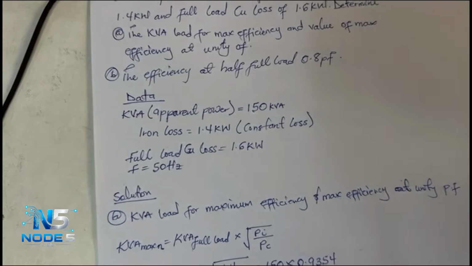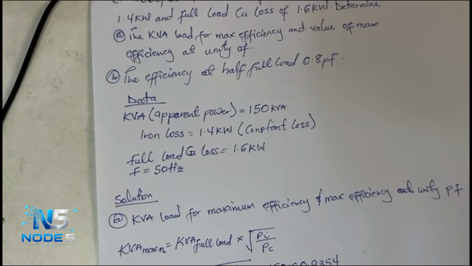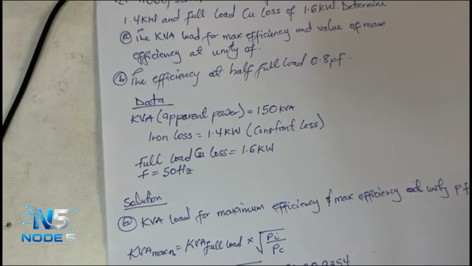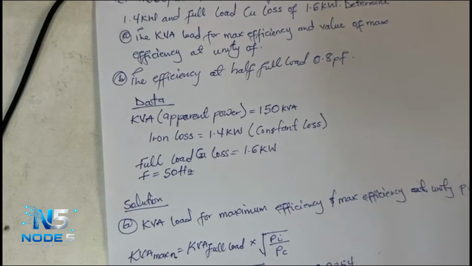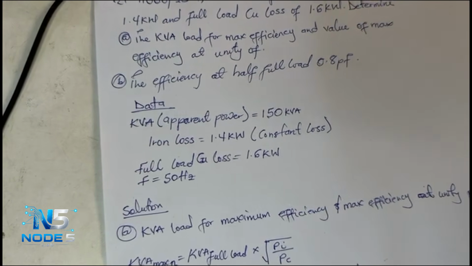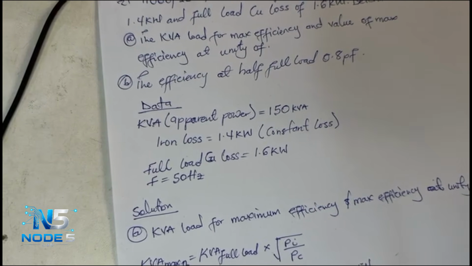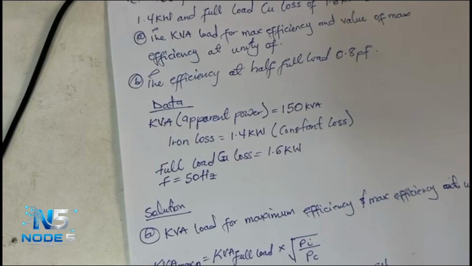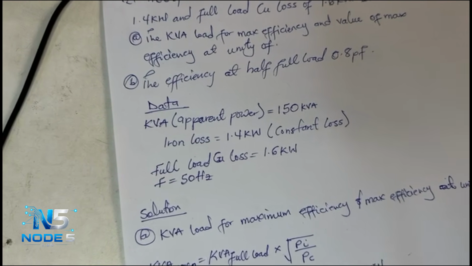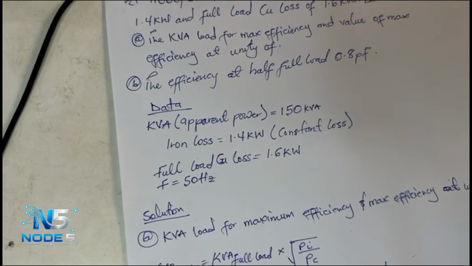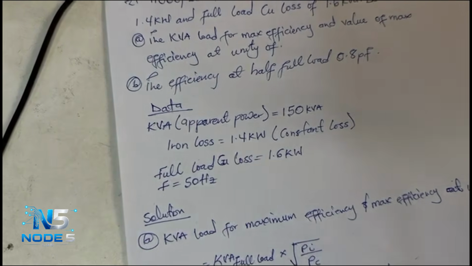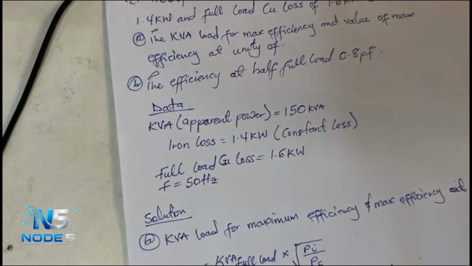That's the 140.3 kVA. So now that we have our maximum kVA, to find the maximum efficiency we have to multiply the iron loss by 2.